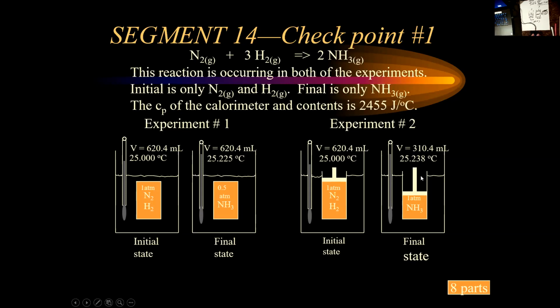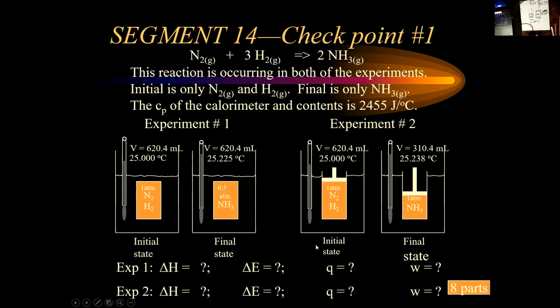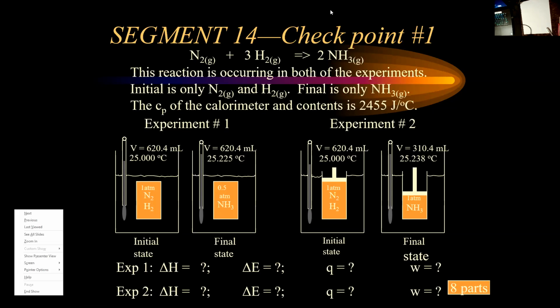And then what is this equal to? What I want you to do is tell me what the value for experiment 1 is for delta H, delta E, Q, and W, and in experiment 2. What would that be equal to? Okay. Now I'm going to actually do the checkpoint with you. This would be a really good exercise for you, but I told you I'll work through the checkpoints with you. So let's stop this, get it where I can see it.